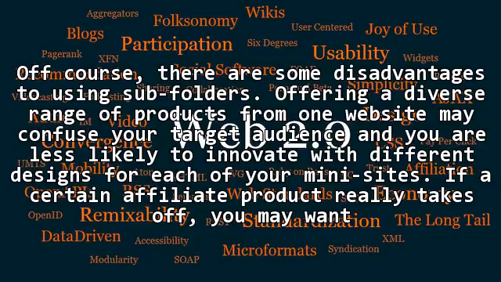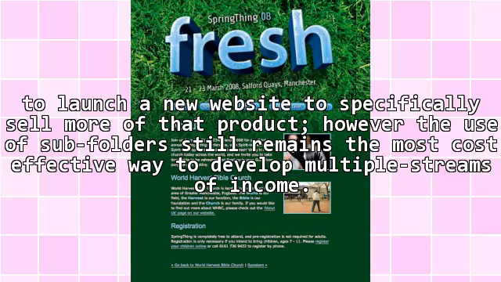If a certain affiliate product really takes off, you may want to launch a new website to specifically sell more of that product. However, the use of subfolders still remains the most cost-effective way to develop multiple streams of income.